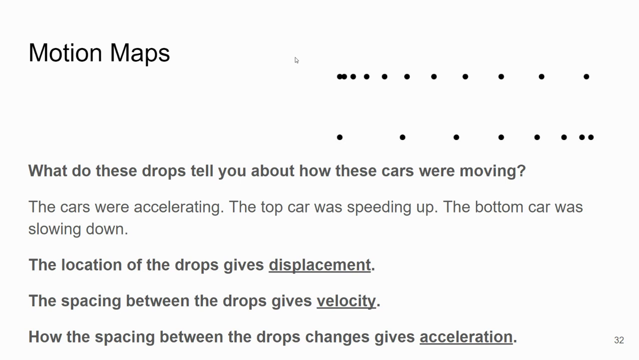So again, with a motion map, we just covered that the location of the dots shows you the displacement. The spacing between the dots shows you the velocity. And how the spacing between the dots changes, that's how you know what the acceleration is. So that's that.